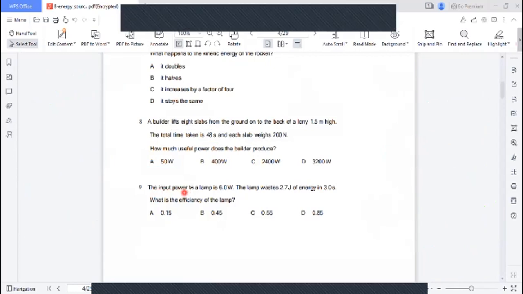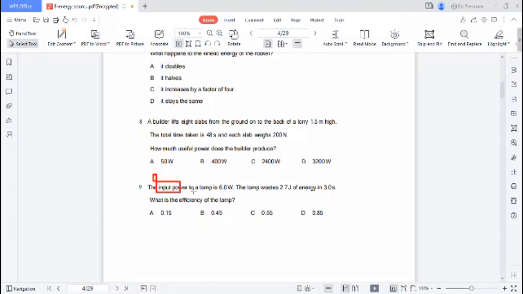Now number 9. The input power to a lamp is 6 watt, and the lamp wastes 2.7 watt of energy in 3 seconds. What is the efficiency of the lamp? Okay, so input power is here, the energy is here, time is here. So now we can use these two pieces of information to find out the power.